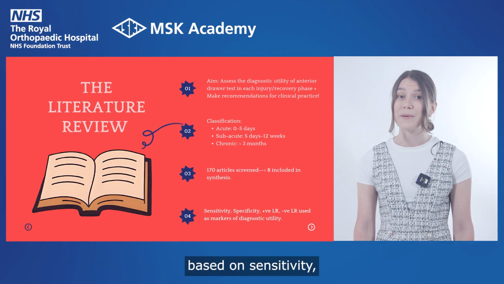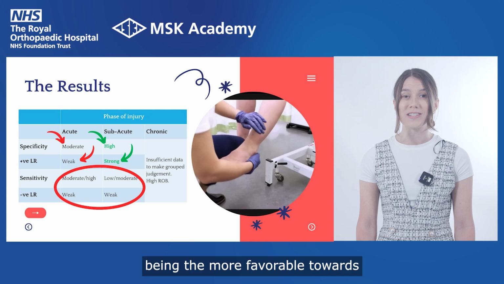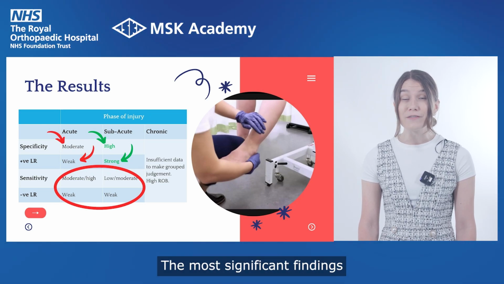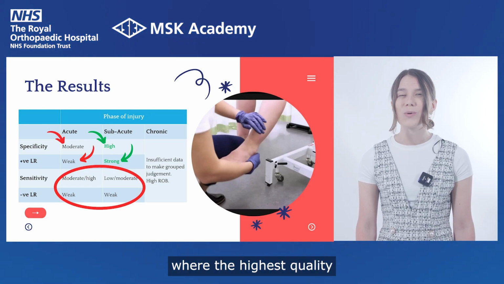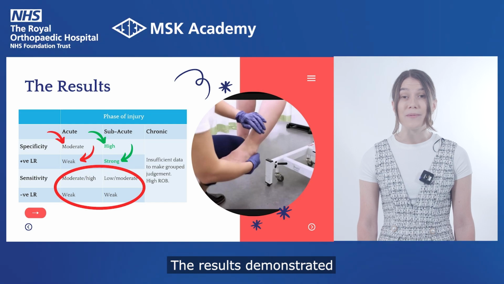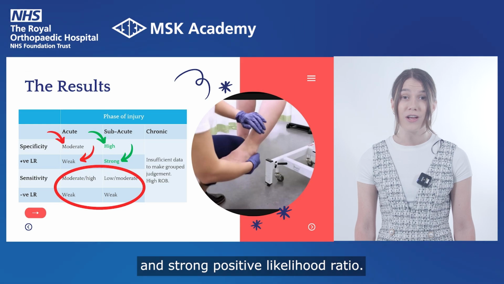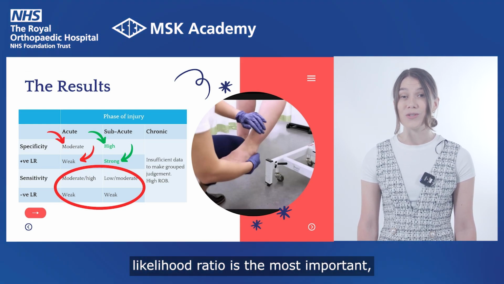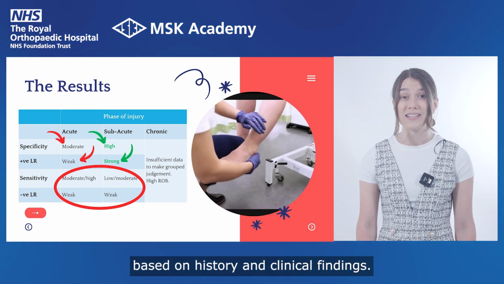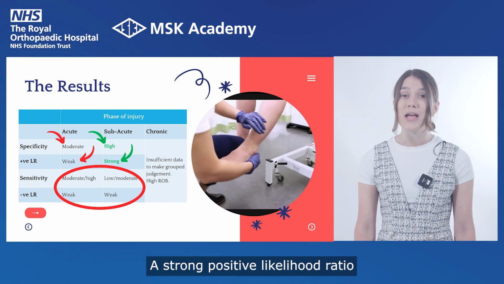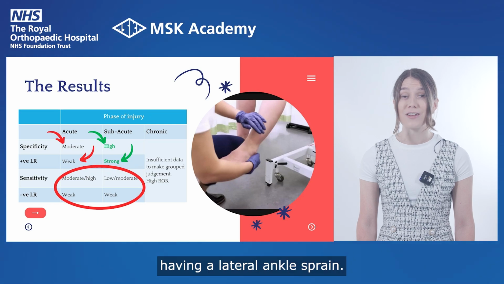Diagnostic utility was assessed based on sensitivity, specificity, and likelihood ratios, with the latter being the more favourable towards clinical decision making. The most significant findings from the group studies were seen within the subacute phase of injury, where the highest quality studies were grouped. The results demonstrated that the anterior drawer test had a high specificity and strong positive likelihood ratio. The positive likelihood ratio is the most important as it takes into consideration our clinical suspicion based on history and clinical findings. A strong positive likelihood ratio means that a positive anterior drawer test increases our post-test probability of that person having a lateral ankle sprain.